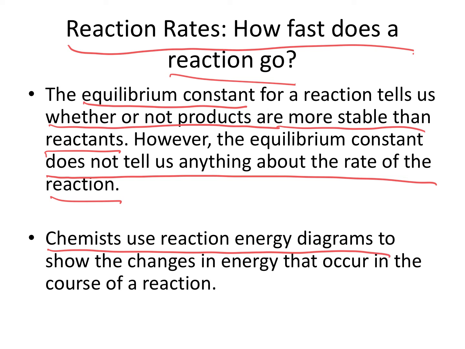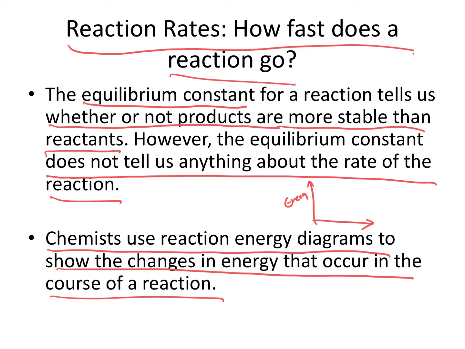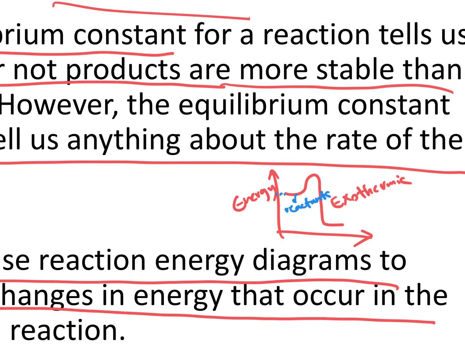And chemists use reaction energy diagrams to show the changes in energy that occur in the course of a reaction. This is basically the energy diagram that we showed before, right? So is this reaction that I have here endothermic or exothermic? Exothermic. So how did you say that? It releases energy into the environment, so it loses energy. Exactly. So you compare the energy of reactants and products. If the energy of products is lower, your reaction is exothermic, because your system lost energy to the surroundings.